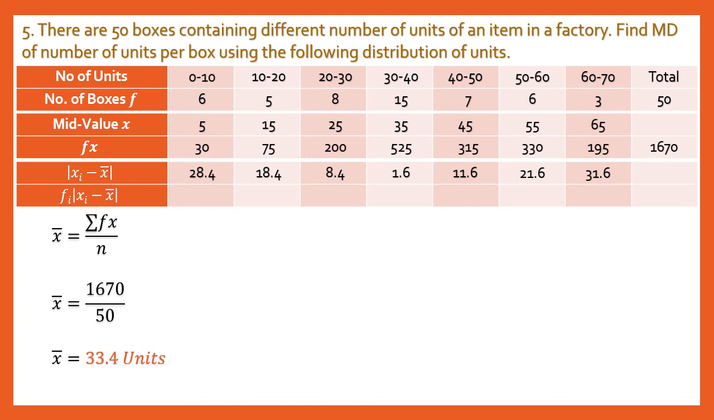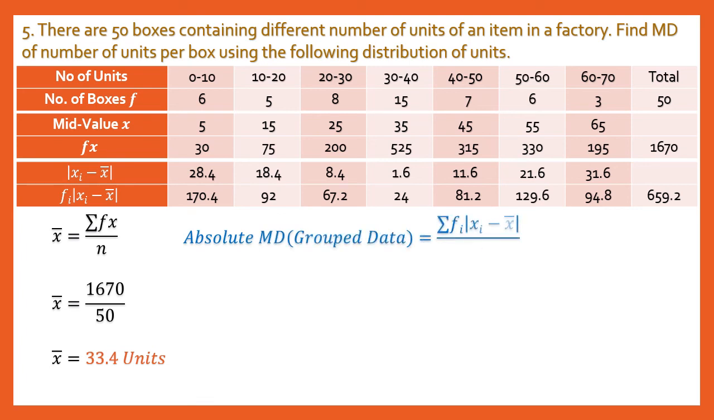Now after getting this, multiply modulus xi minus x bar with the frequencies. That is 28.4 into 6, then 18.4 into 5, 8.4 into 8, 1.6 into 15, 11.6 into 7, 21.6 into 6 and 31.6 into 3. And when you make a total you get a decimal value, 659.2.